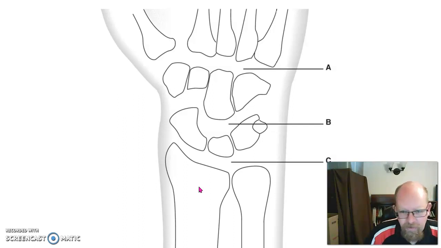Something to think about here. The wrist: flexion, extension, sagittal plane. Ulnar deviation, radial deviation is the frontal plane. No circumduction.